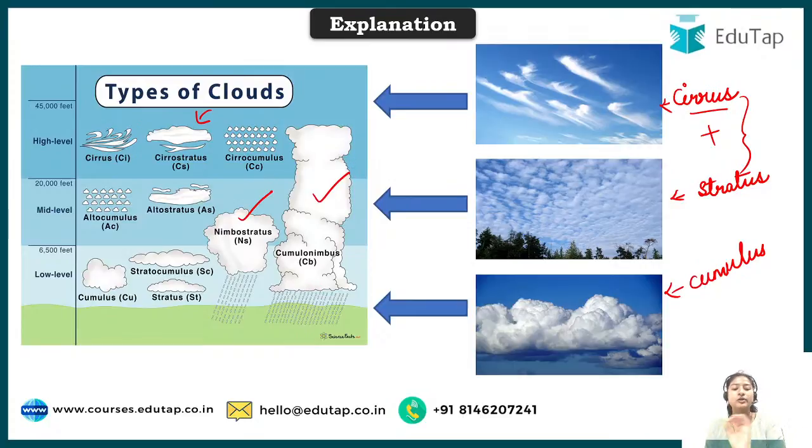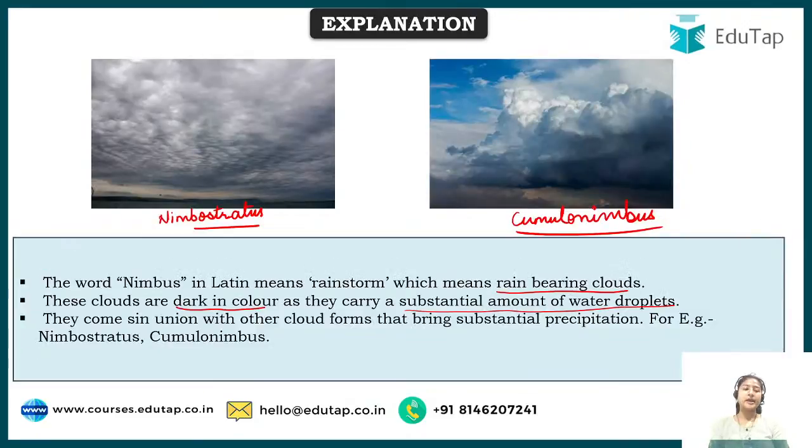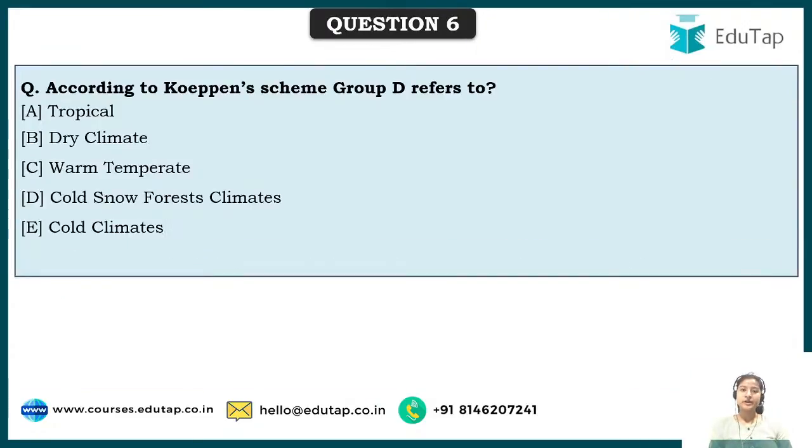So whatever nimbo, if this nimbus is either a suffix or prefix depending on the type of cloud, but if you see the word nimbus, it means okay, it is this particular cloud, it is associated with rain. Okay, so I hope this particular concept as well as question is clear.